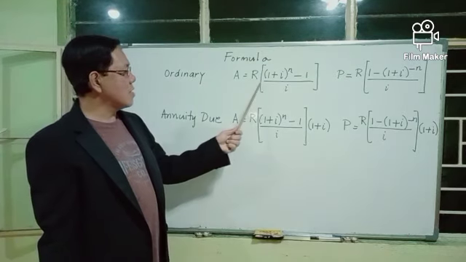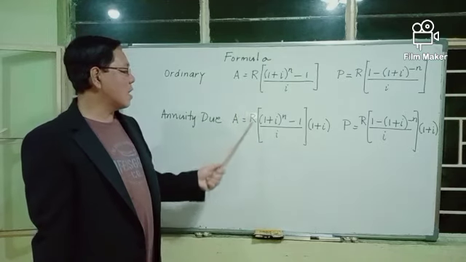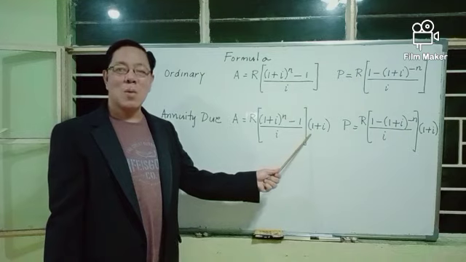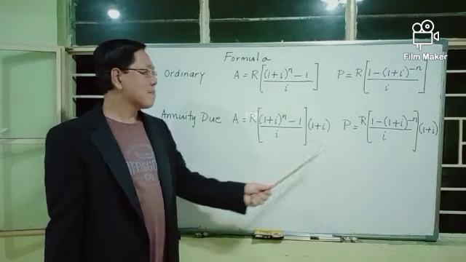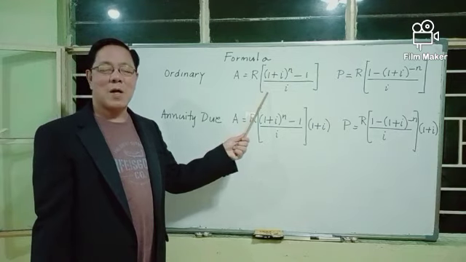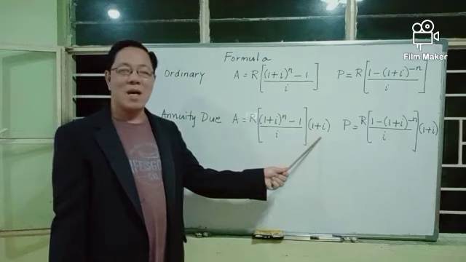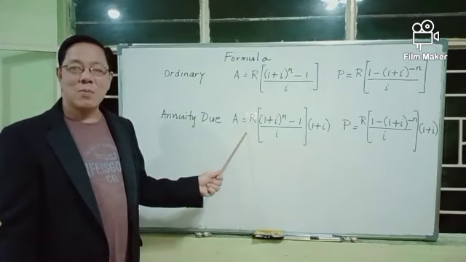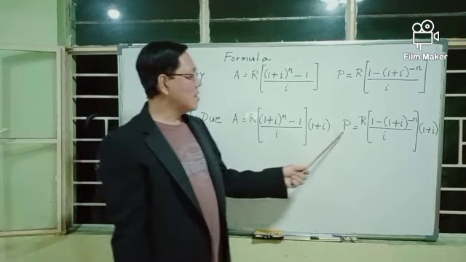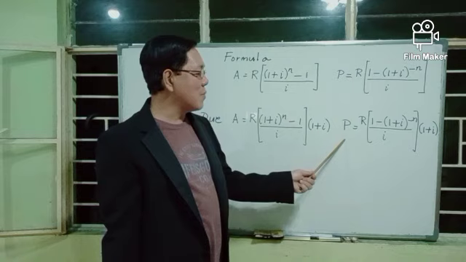You can see that the formula for accumulated value for an ordinary annuity and for annuity due differ only by this factor, quantity 1 plus i. So if you multiply the right hand side of the formula for accumulated value for ordinary annuity by the factor 1 plus i, you get the formula for accumulated value for annuity due. And this is the formula for calculating the present value of annuity due.